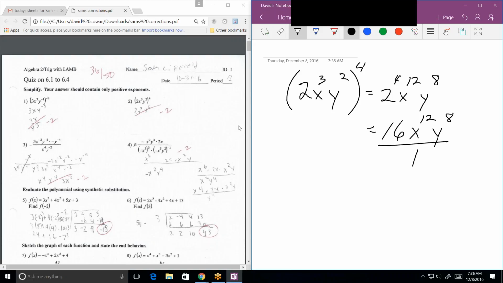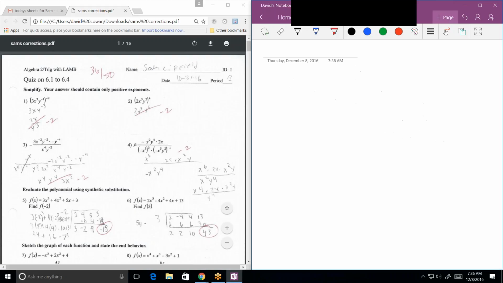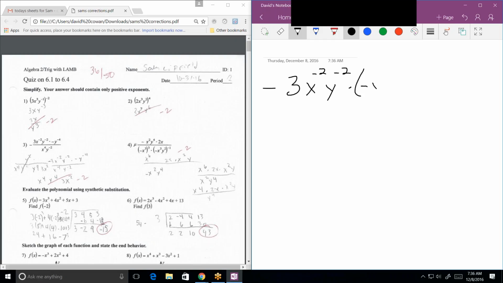All right, let's go to the next one, 3. Now, there's no double exponentiation going on here. There's just a lot of negative signs.